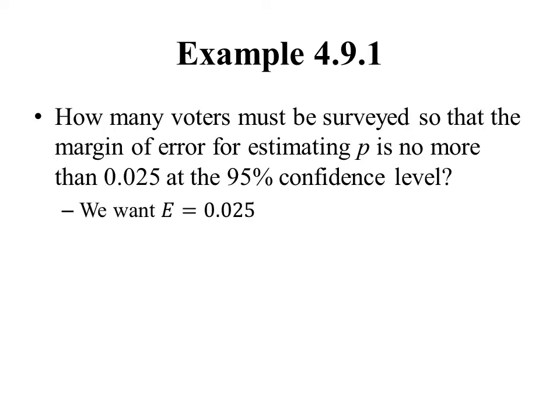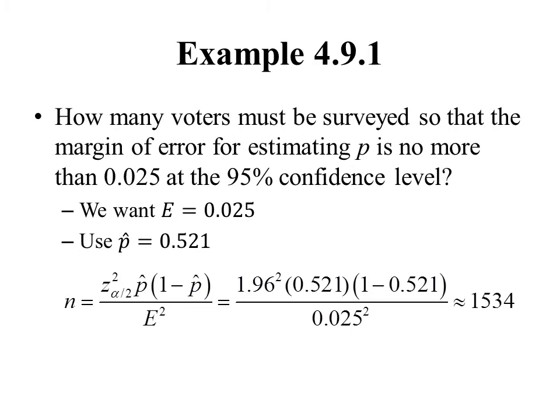So in other words, we want a margin of error e to be 0.025, and in our formula for n, we're going to use p hat to be the sample proportion from the previous study, 0.521. And so now it's just a matter of plugging stuff into our formula. We need our critical value.